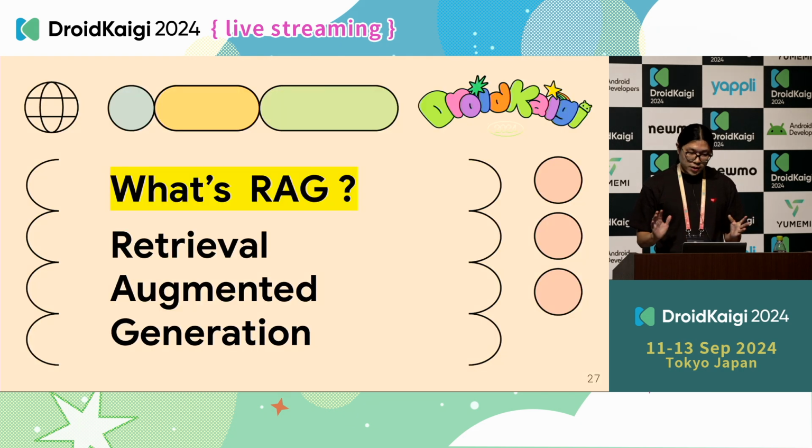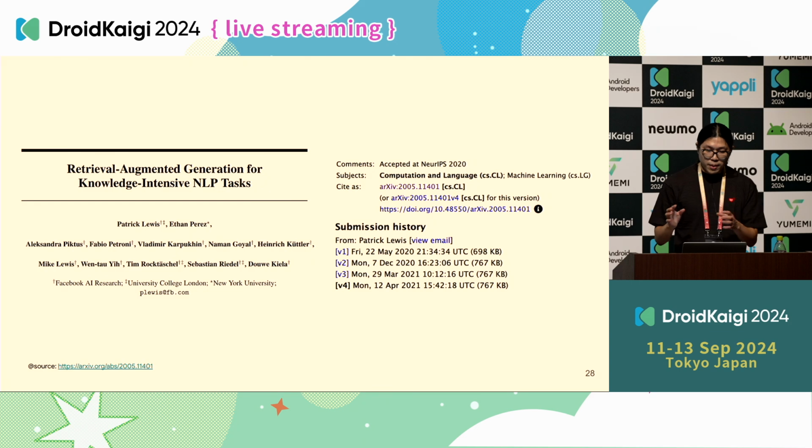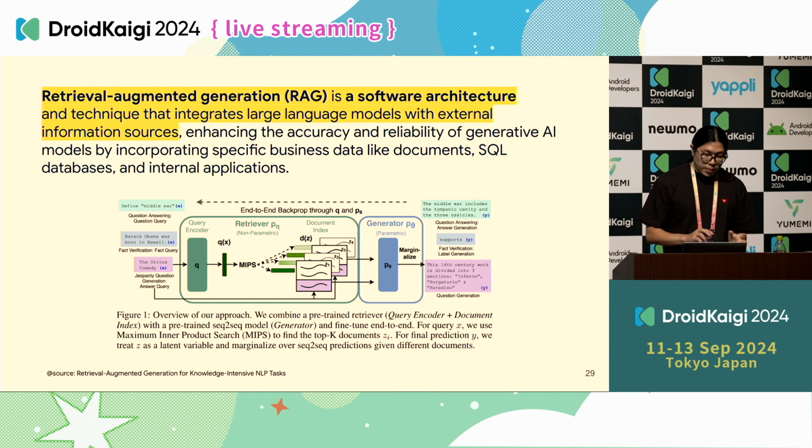Next, what is RAG? RAG stands for Retrieval Augmented Generation, and it starts from a paper published by Patrick Lewis in 2020, while he was working at Meta AI, on Facebook. Retrieval Augmented Generation is a software architecture and technique that integrates large language models with external information sources.